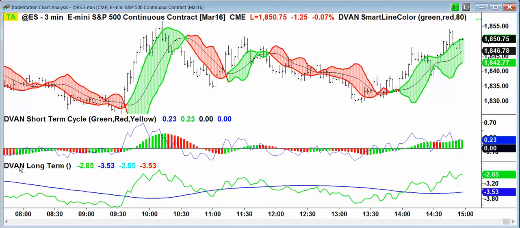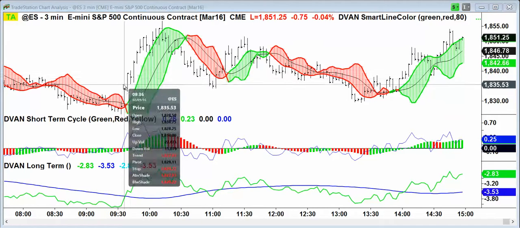The last indicator in the DVAN SmartLines package is the DVAN long term. This is very good for position management, for managing your expectations for a bigger bullish or bearish move. In this case, we are getting a cross of the long-term trend as well, but this is something that's going to help us manage our expectations for trades, and I'll show some examples of that as well. So we meet all of our criteria at 9:36.